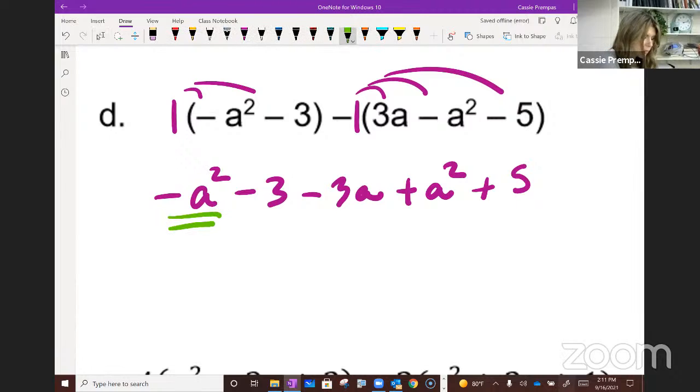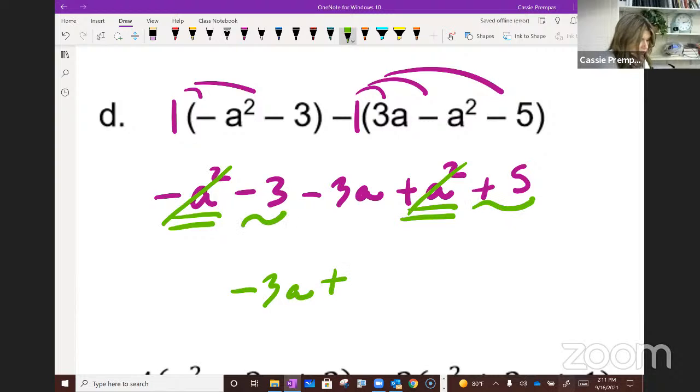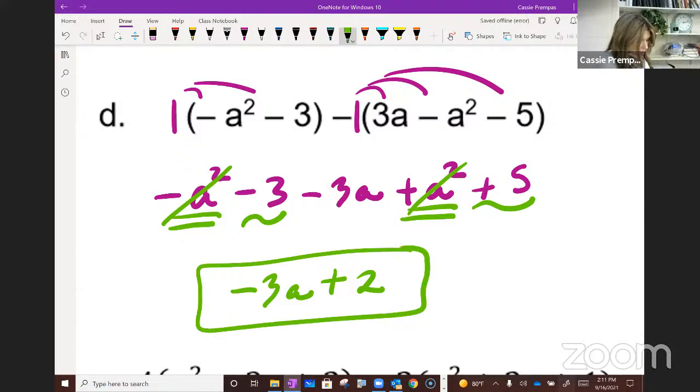And now let's start with the highest. Negative a squared and positive a squared combine. What do they combine to equal? Yeah, they cancel because they combine to be 0. Then what would come next? Good, -3a, and then what's -3 plus 5? Positive 2. So there's my solution.